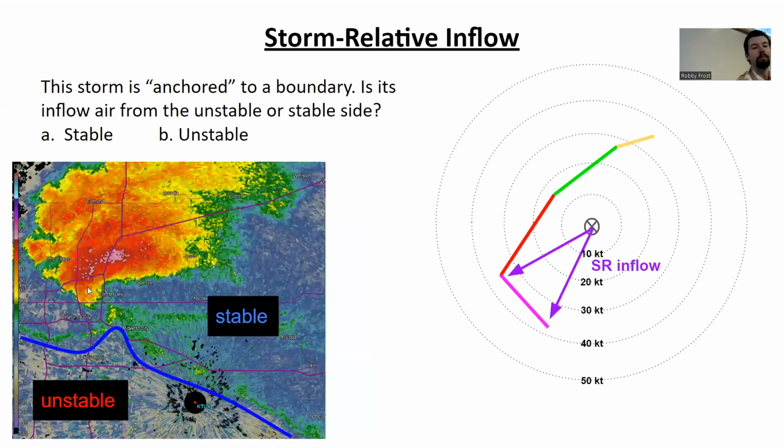So let's take this example. This is actually a big supercell that was headed straight toward OKC quite a few years back. And this storm is anchored to a boundary. Let's say our hodograph looks like this, where our storm relative inflow is coming in from the northeast. Is the inflow air to the storm stable or unstable? Stable, yeah. A lot of people think that boundary anchored storms are really efficient tornado producers. But we know that the stable air mass is here and that air is coming from there. So this would really not be a good tornado candidate. Yes.